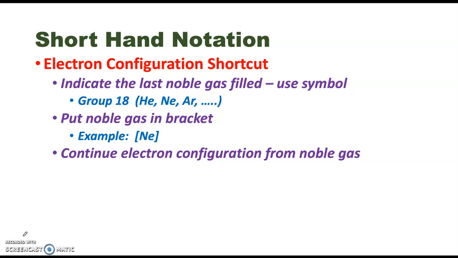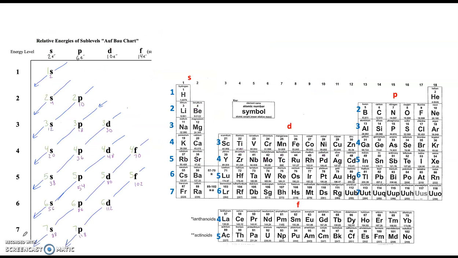Well, you use the noble gas that is the most previous one to the element that you're doing. So you take your element, go backwards on the periodic table until you come to the first noble gas that comes before it. That's the one that goes in brackets. So here's what we're going to do. We're going to do a little example.